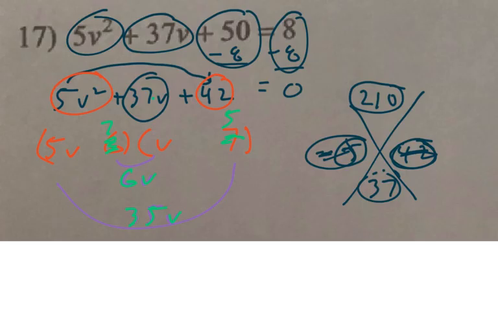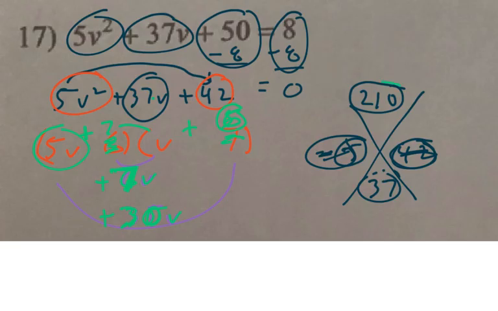Okay, so that's a 6. 7 times 6 is 42, right? So now notice the 7v makes 7v. The 6 here times 5 makes 30v. We got it. So I know that if I make it plus 7 and plus 30, I have my 37.